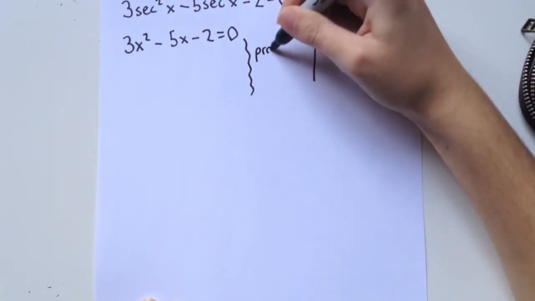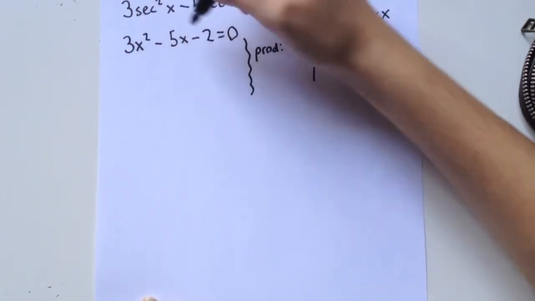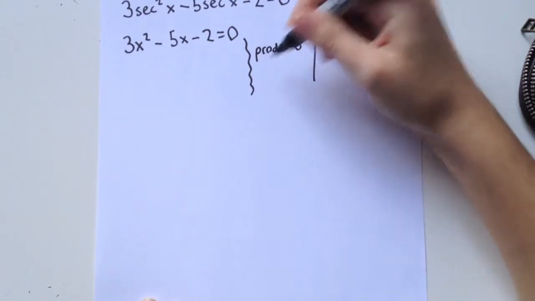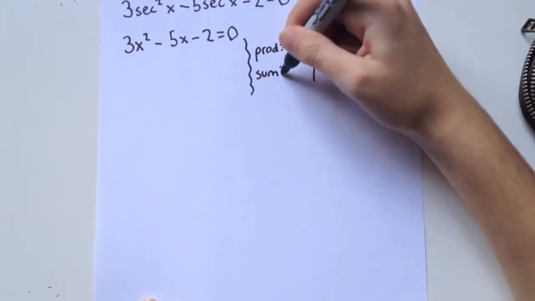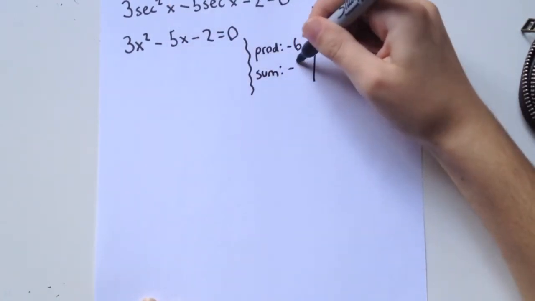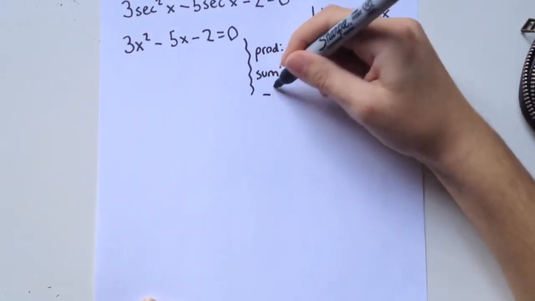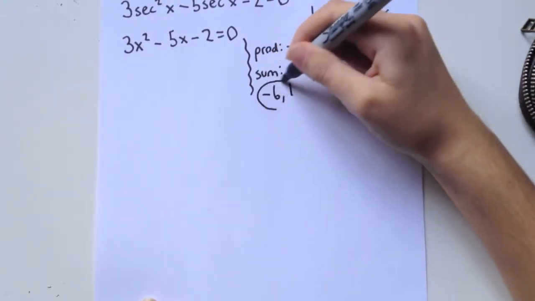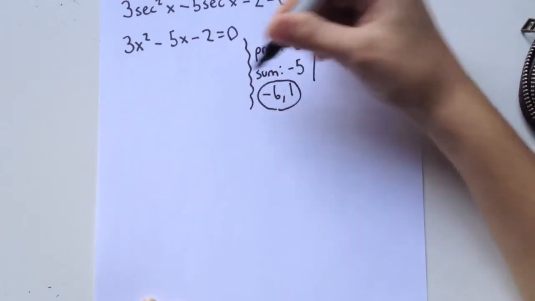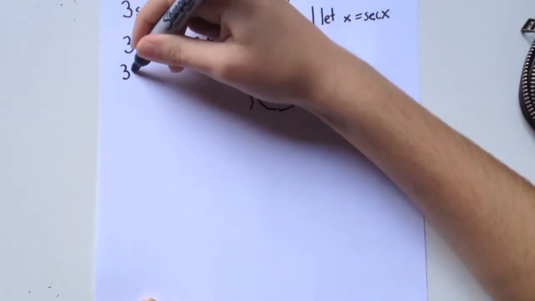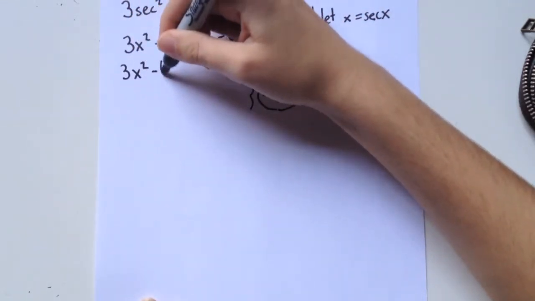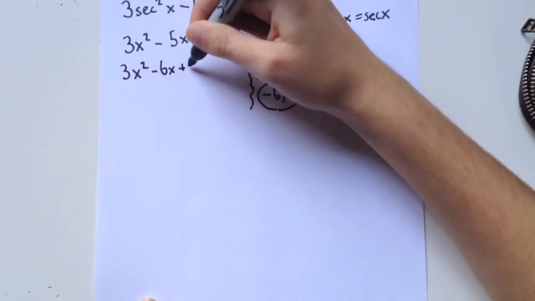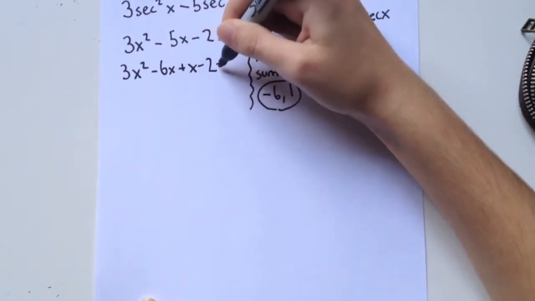So the product would be 3 times negative 2, giving us negative 6, and our sum would therefore be negative 5. The two numbers needed to factor this equation will be negative 6 and 1, which we're going to distribute into our equation, giving us 3x squared minus 6x plus x minus 2 equals 0.